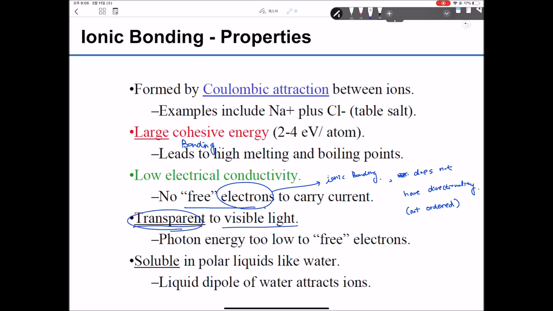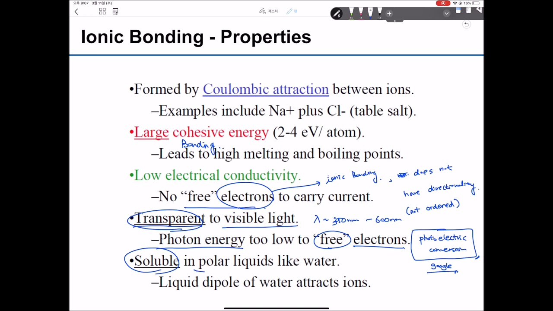It is transparent to the visible light spectrum, which is the wavelength around 350 nanometers to around 600 nanometers. The photon energy of the visible light spectrum is too low to free electrons, right? So yeah, this is photoelectric conversion. Please Google it, or I'll get into detail when we talk about photovoltaics in the later part of this class.